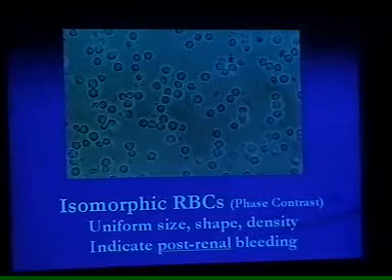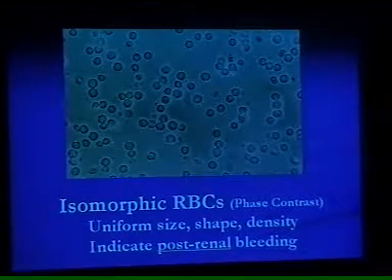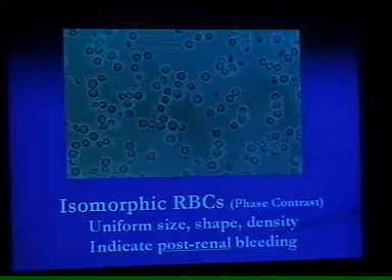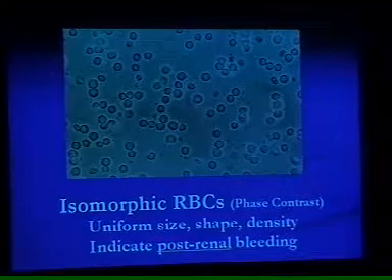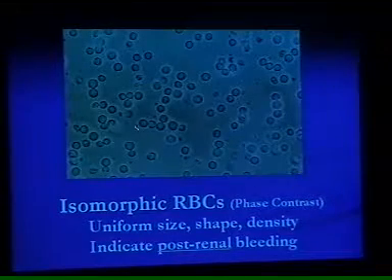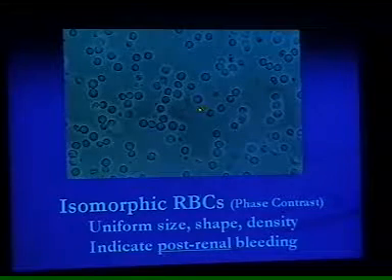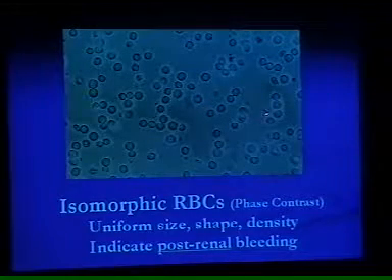For males it's less than 2, and for females up to 5 RBCs per high power field. When you detect there are RBCs in the urine, one thing you have to do is determine whether this is glomerular hematuria or extraglomerular hematuria. How are you going to tell? On urinalysis or microscopy, we see how the RBCs look. If they look like a uniform size, shape, density, this is extraglomerular.